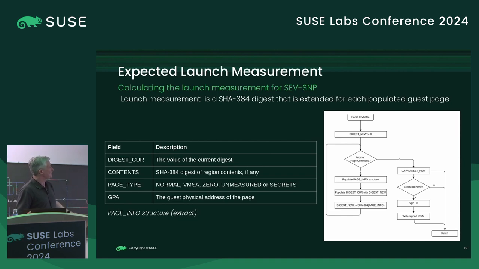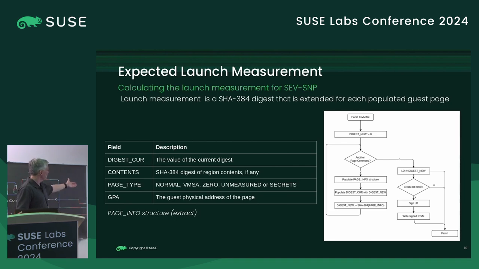We're talking with IGVM files. It doesn't have to use an IGVM file, but it's a convenient way to think about it. You start off with a SHA-384 digest, which is all zeros, so 48 bytes of zeros. And then you find the first page that's going to be populated into guest memory, and you populate a page info structure to represent that page. And I've got an extract of that here.